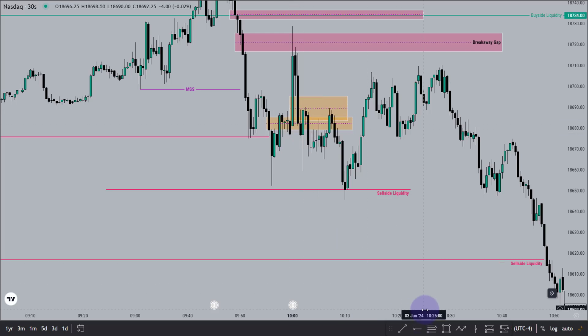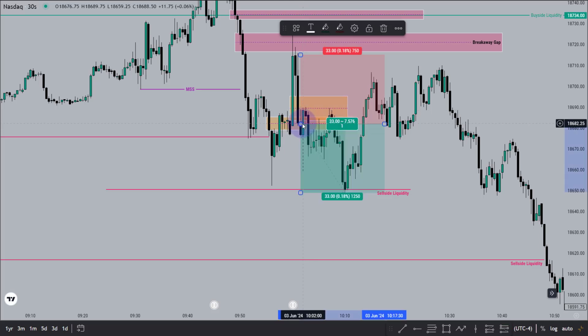Where should be your entry? Your entry will be here when it taps into this fair value gap. So that will be your entry around that upper fair value gap low. Okay, upper fair value gap low.